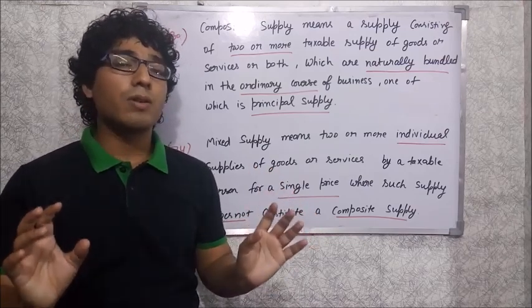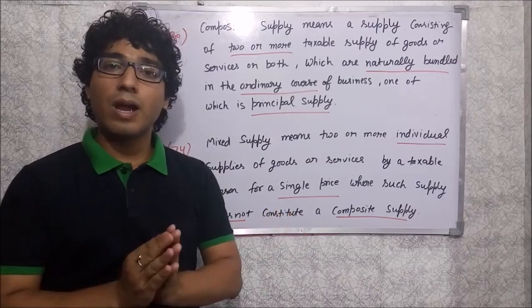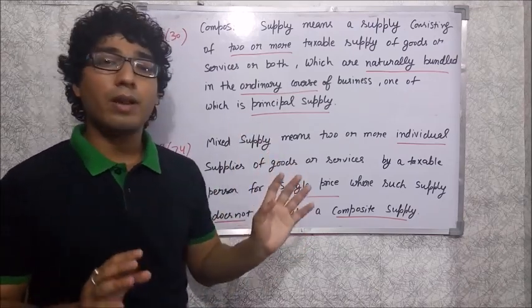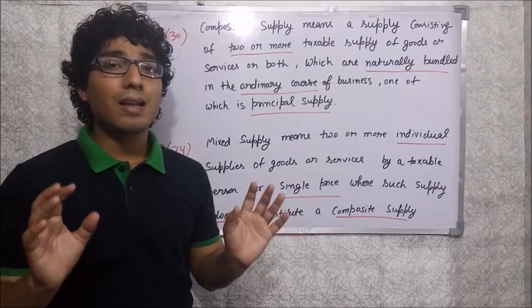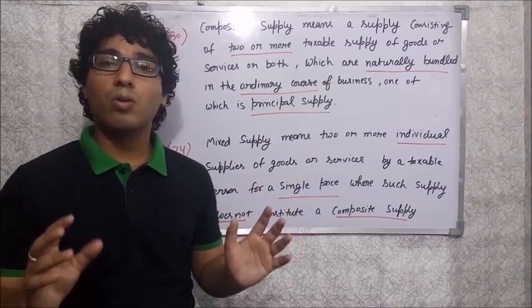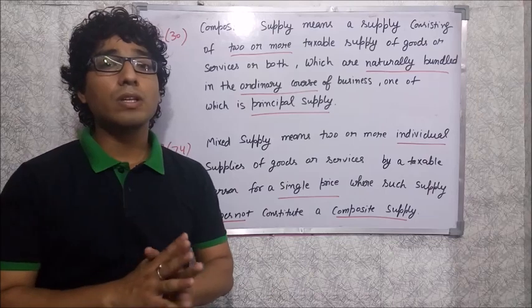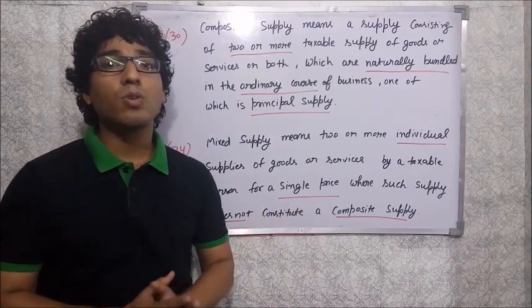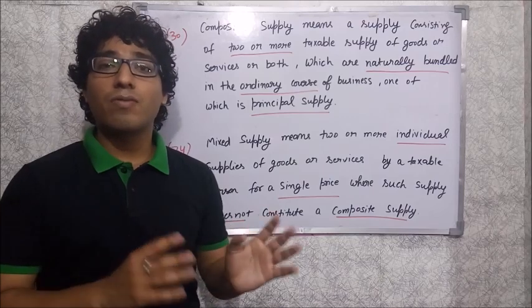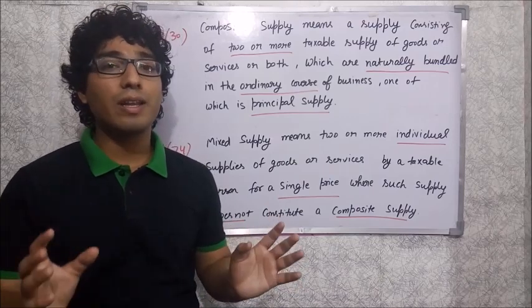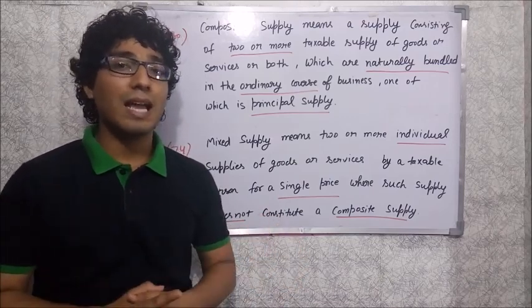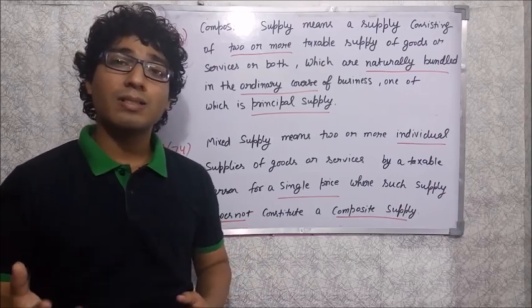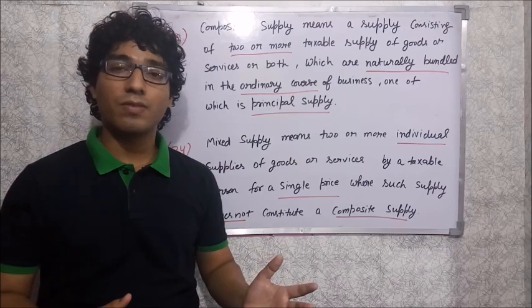Those two supplies of goods and services are combined together in one contract, naturally in the ordinary course of business, and one of which is a principal supply. The principal supply here is the supply of goods. So where there is a supply of a car plus a supply of warranty in one single contract, that will be called a composite supply. We will take a lot more examples of composite supply later in the video.